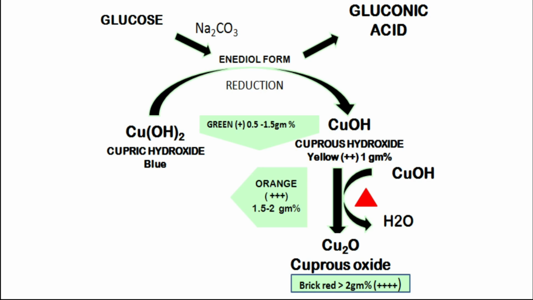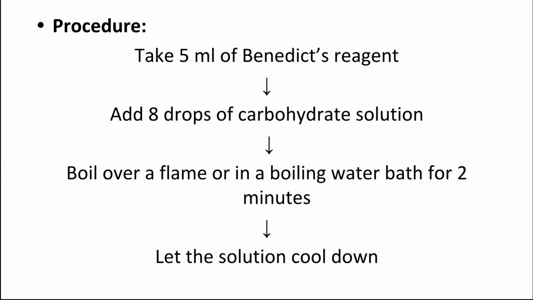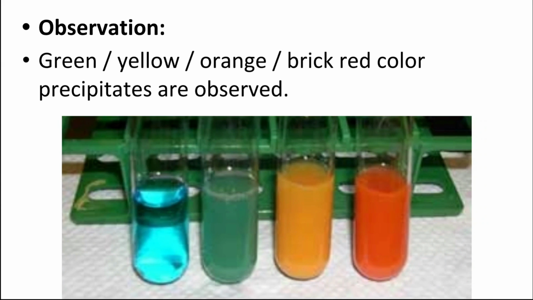So what is the procedure? Let's see. We take 5 ml of Benedict's reagent and add 8 drops of carbohydrate solution. We boil it over a flame or in a boiling water bath for around 2 minutes and let the solution cool down. Now, depending on the concentration of carbohydrate present in the solution, we will see different colors, as you can see right now. We will see blue, green, orange or brick red color.